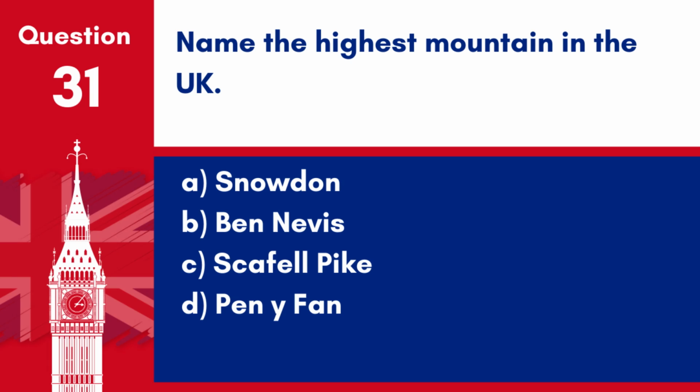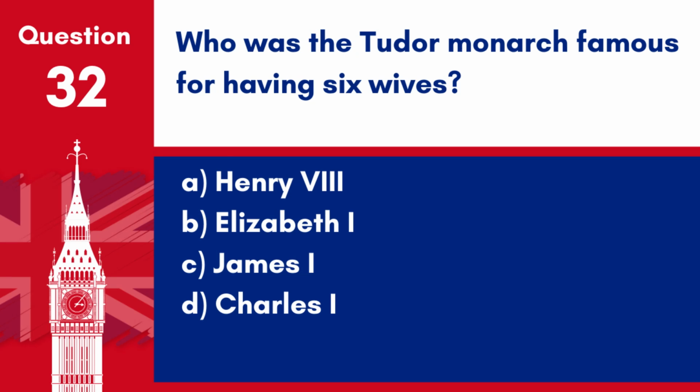C. Scafell Pike. D. Penrhyn. Answer B. Ben Nevis. Ben Nevis, located in Scotland, is the highest mountain in the UK. Question 32. Who was the Tudor monarch famous for having 6 wives?